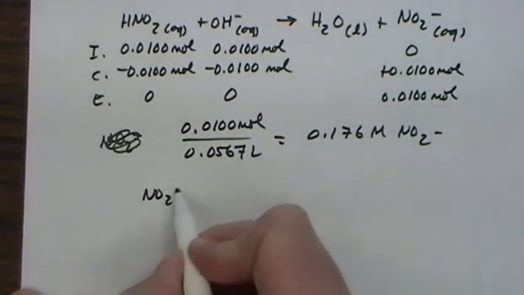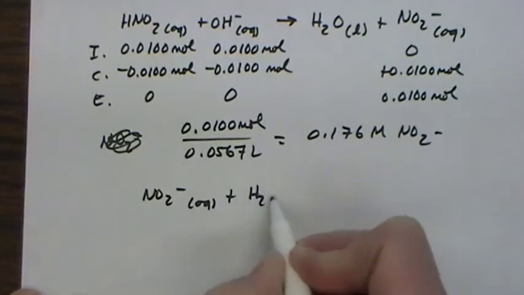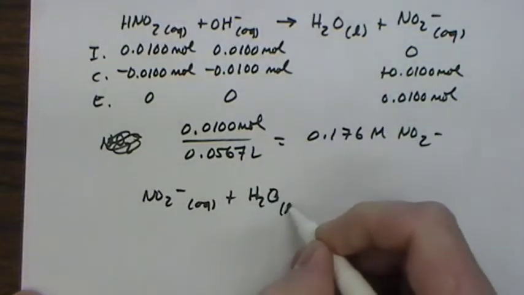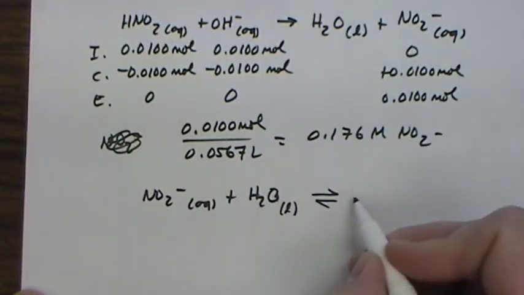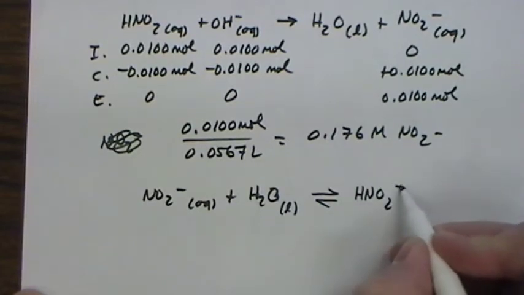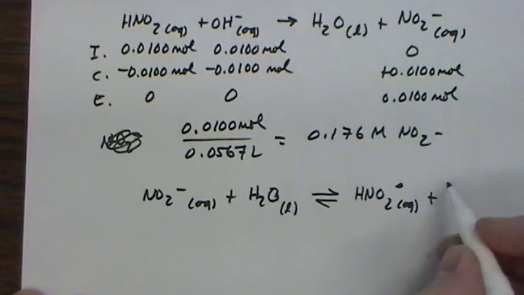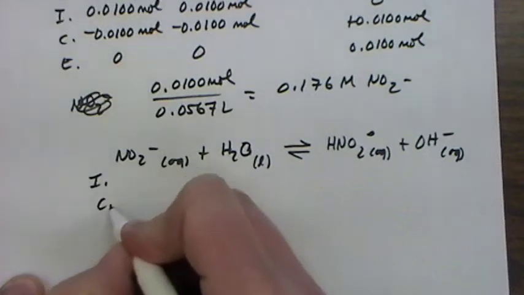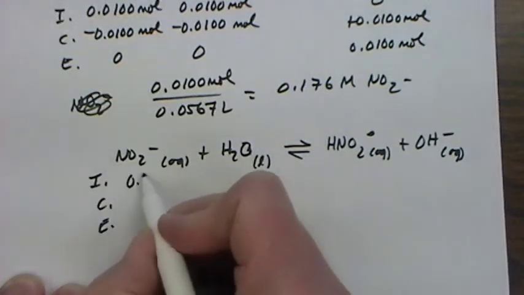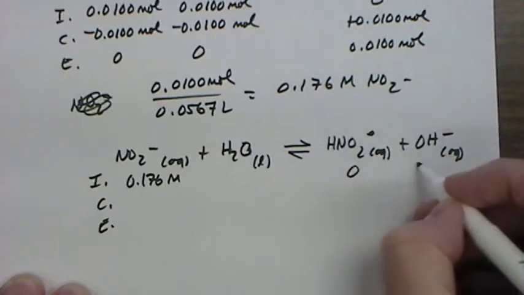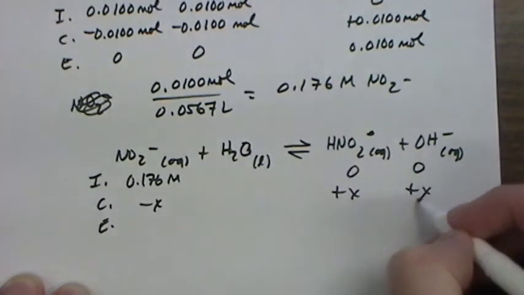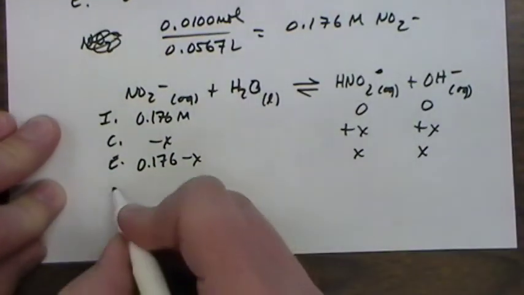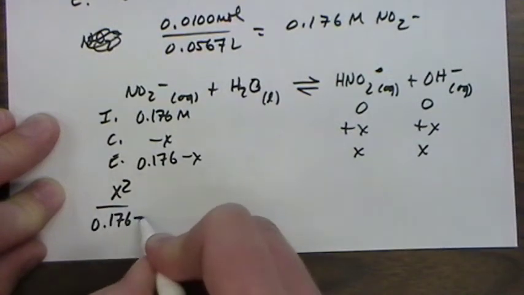And so NO2 minus plus water, it hydrolyzes. Now there was a strontium ion, but that's not going to do anything, and that's why we got rid of it, because we didn't want to have to deal with it. That nitrite ion will try to get it back into the form of nitrous acid. That's where it's happiest. And in the process, it's going to produce an OH minus. And so we put in 0.176 molar. This is 0, 0, minus x, plus x, plus x. Back to the original type of problem that we've done before. I think I got enough room here. X squared over 0.176 minus x.